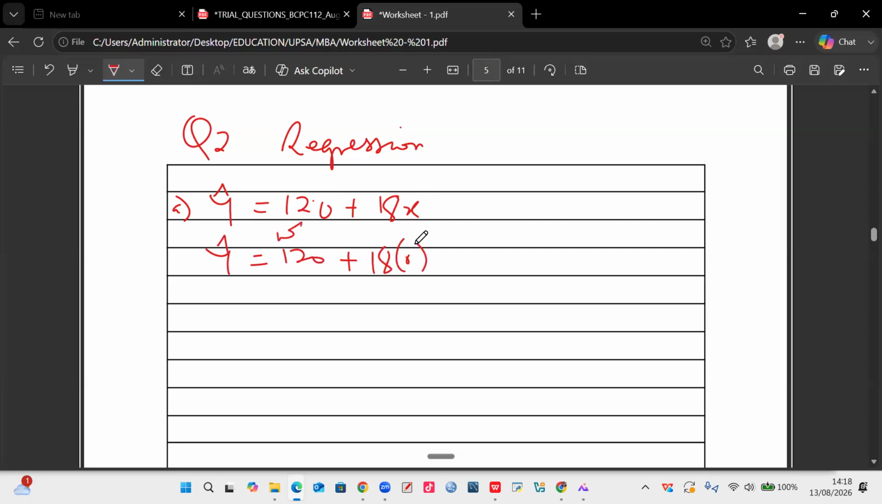That's when x equals 0. I'm going to have y hat equals what? 120. When I add everything here, it gives me 120. So the intercept is the point on the y-axis, right?